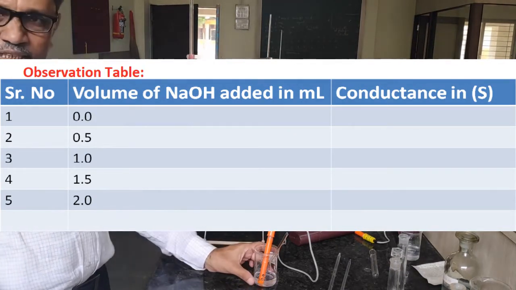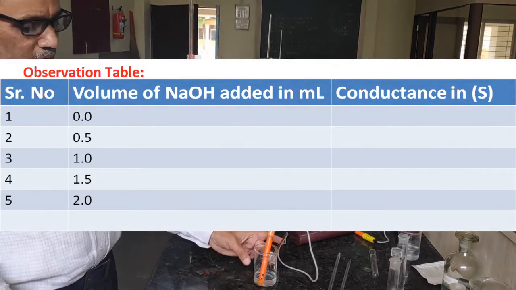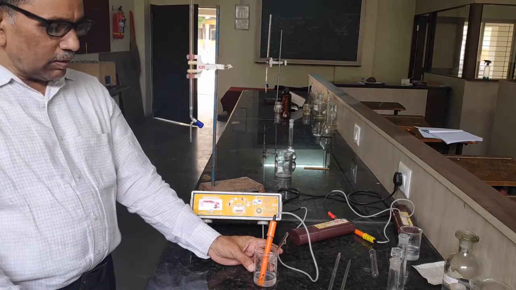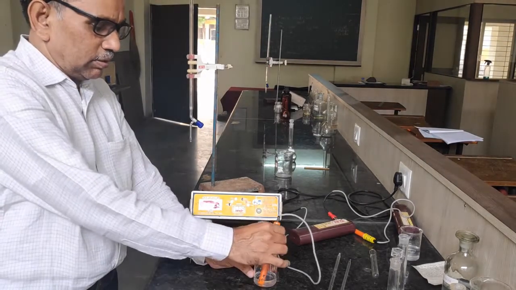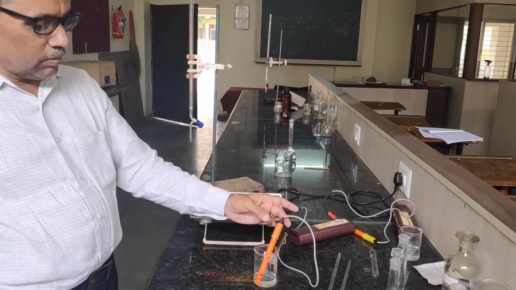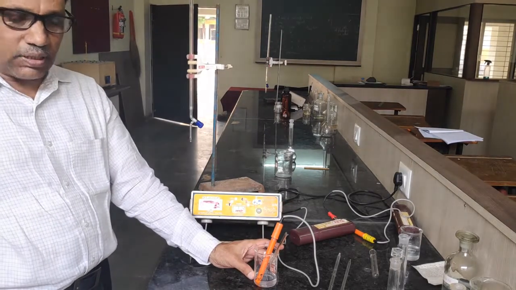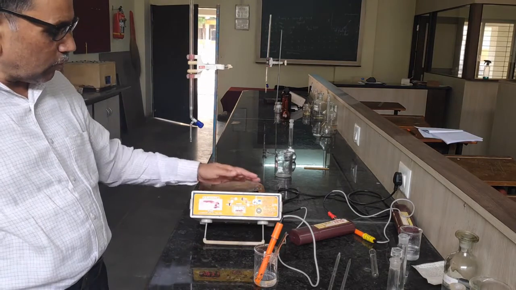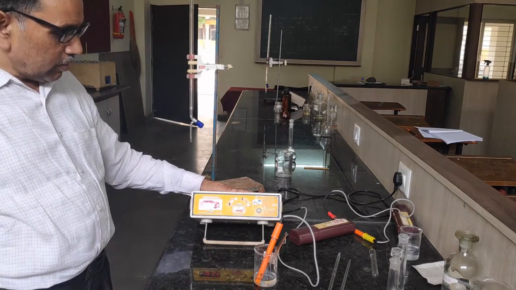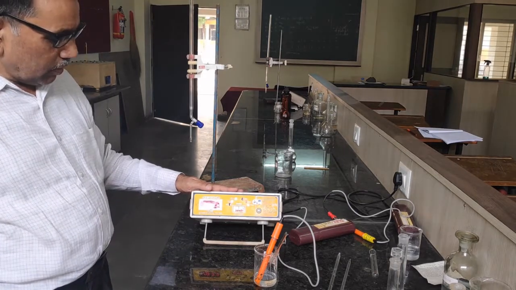We have taken 10 ml of the acid mixture into this beaker. Then 1 test tube of distilled water is added here, and with the help of the stirrer I have shaken the solution, and the conductivity cell is inserted into this solution. That conductivity cell is already connected to this conductometer, and the conductometer shows the conductance.